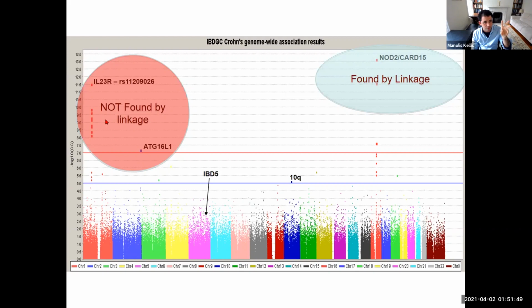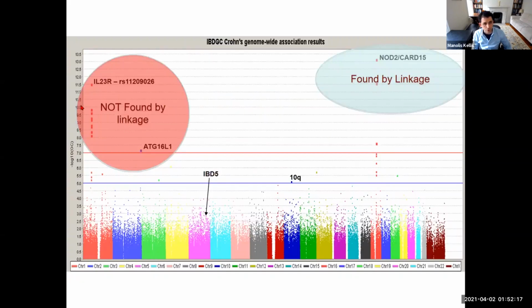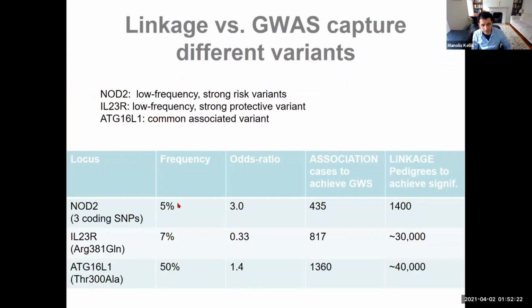You basically have two different examples, one of which was also discovered by linkage. The other one was not discovered by linkage. So that's kind of interesting, right? I was telling you that GWAS is on one side and linkage is on the other side, but linkage analysis also discovered this region, and genome-wide association studies only discovered that region. Why is that? If you look at the one that was also found by linkage, NOD2 (card 15), it's at 5% frequency and it has an effect size of 3.0. What does that mean?